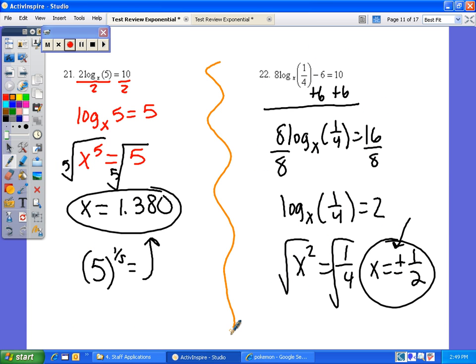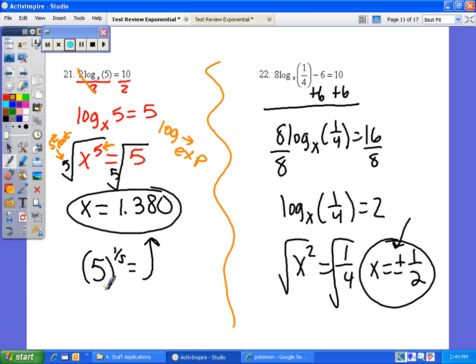Alright, this next one, I remember I told you don't use the product rule. So you're going to divide by 2, get rid of that 2 so that the log is by itself. Now you're going to go from log to exponential. So x to the 5th equals 5. The only way to get rid of this 5th power is to do the 5th root. So you can use the fifth root in your calculator of 5, or you can do 5 to the 1/5, but both of them will give you the same answer, which is 1.38.